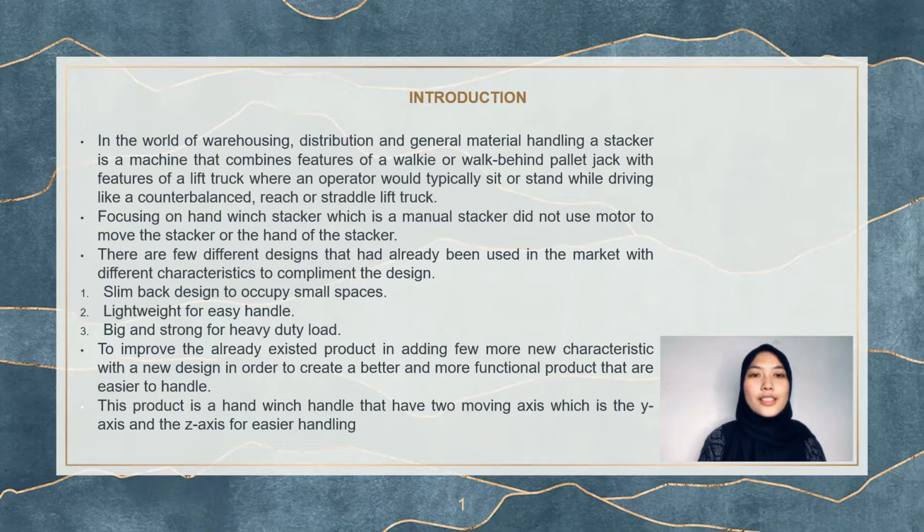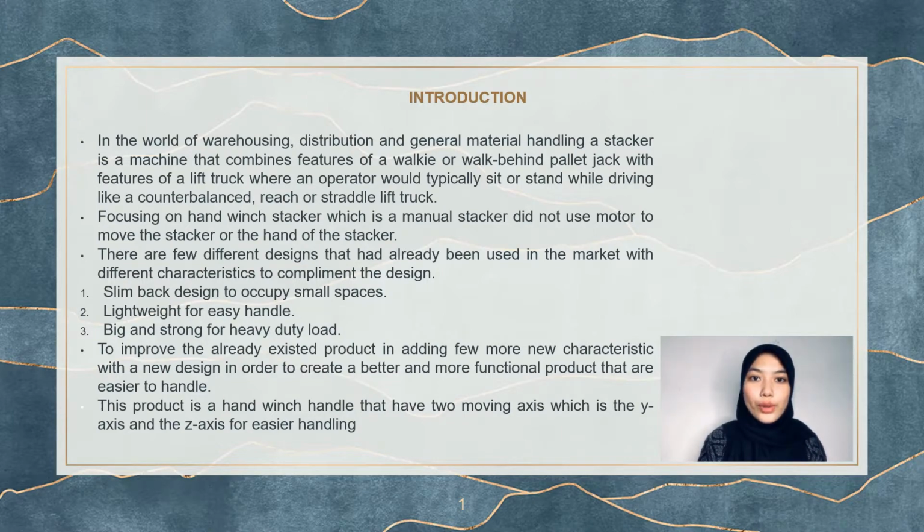So first is introduction. In the world of warehousing, distribution and general material handling, a stacker is a machine that combines features of a walkie or walk behind pallet jack with features of a lift truck where an operator would typically sit or stand while driving, like a counterbalance, reach, or straddle lift truck. We are focusing on hand wheel stacker, which is a manual stacker, did not use motor to move the stacker or the hand of the stacker.